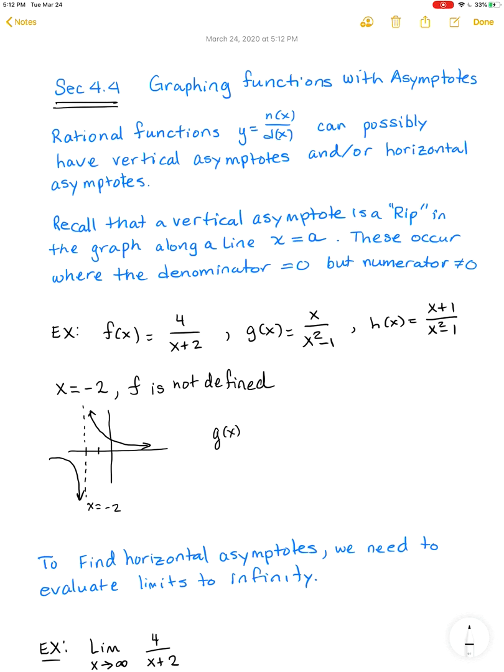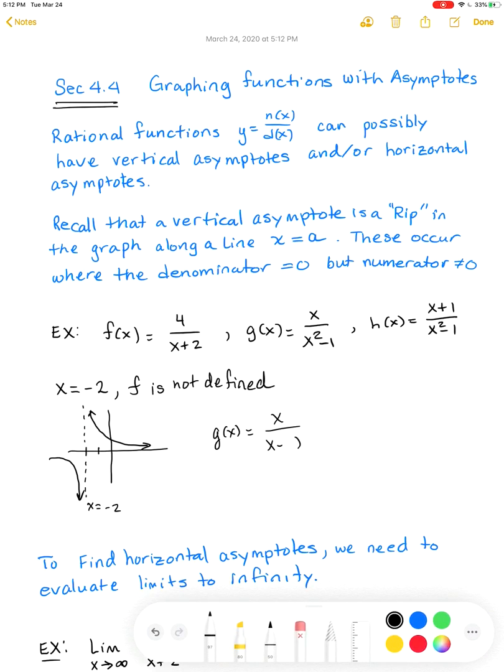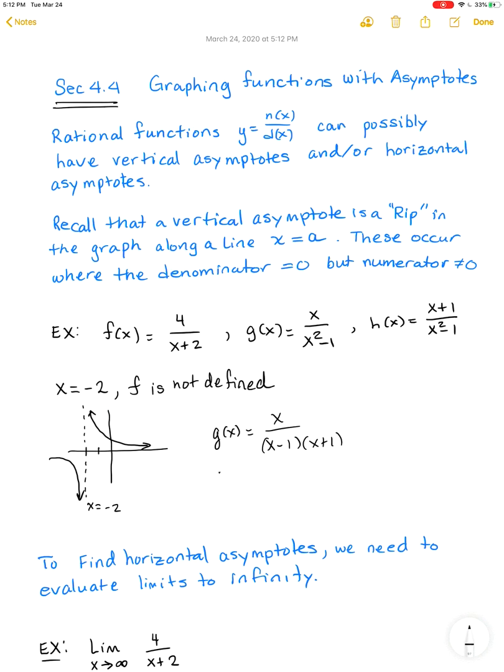Now look at g. G of x has 2 vertical asymptotes. Sorry, not a 2. That's supposed to be a 1. X minus 1, x plus 1. So it has 2 vertical asymptotes at x is equal to 1 and x is equal to negative 1. So the graph rips apart twice. To get the other features of the graph, you'd probably need to take derivatives or something like that to find whether the graph is increasing or decreasing.